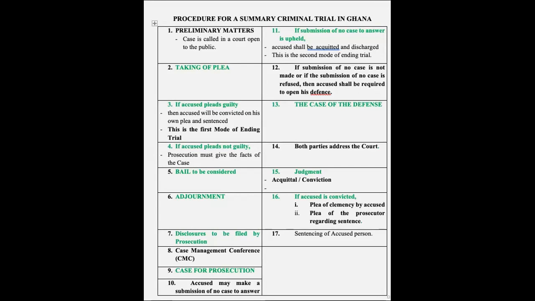In Ghana, as far as our criminal trials are concerned, there are some offenses that we can try summarily. And there are some offenses that we try by indictment. So if it's a summary offense, the procedure we use is what we refer to as summary trial. Usually there are a number of offenses that we try summarily.